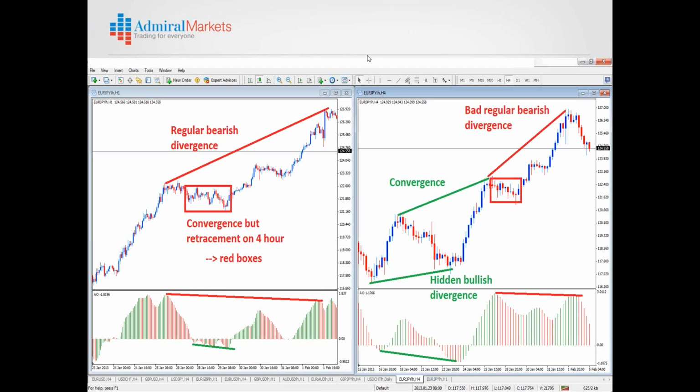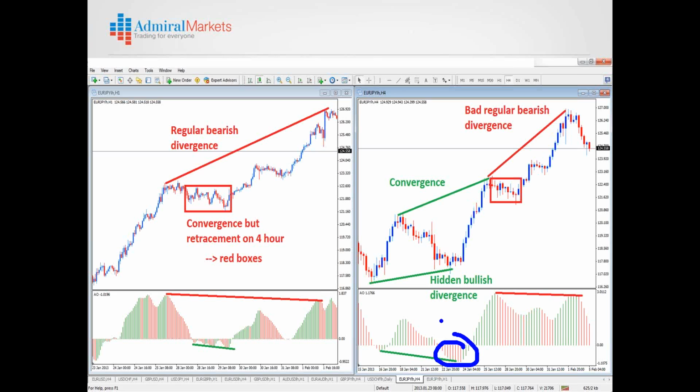This is the Euro-Yen 4-hour chart on the right side, and it's the same position where I have the red box. These red boxes, it's the same position. So you can see that a retracement here to the zero line was basically not a retracement to the zero line. It's just an ongoing move on the 4-hour chart still.